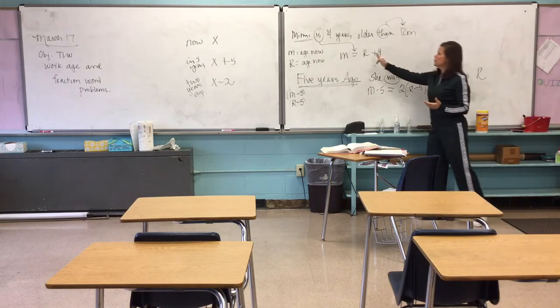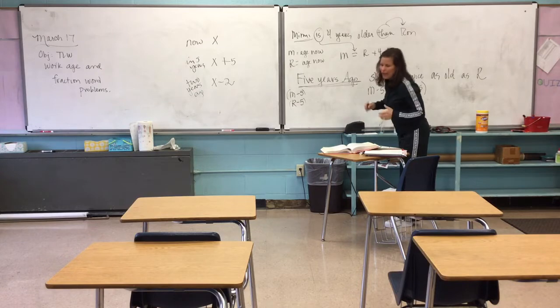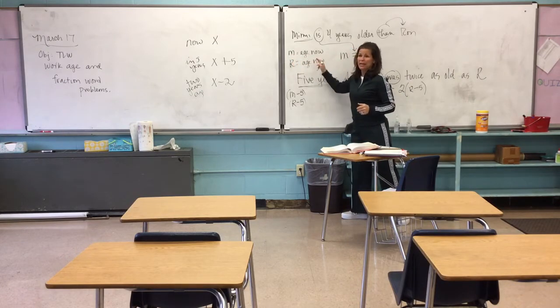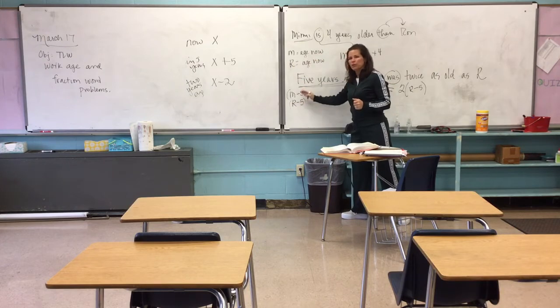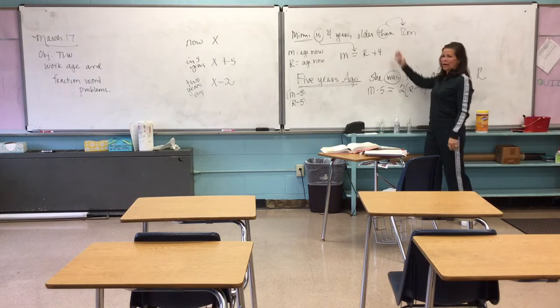So now we have our two equations, this one and this one. And they want us to find their ages now. So I'm looking for M and R because that's their ages now. But I had to use these variable expressions in order to write my second equation so that now I have a system.